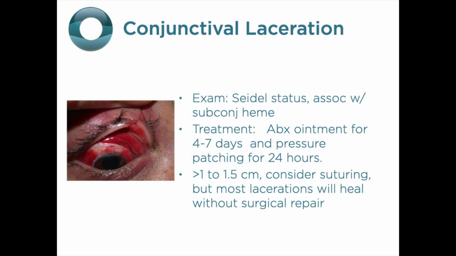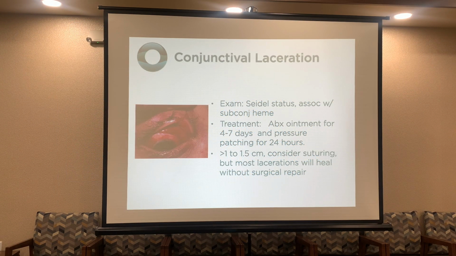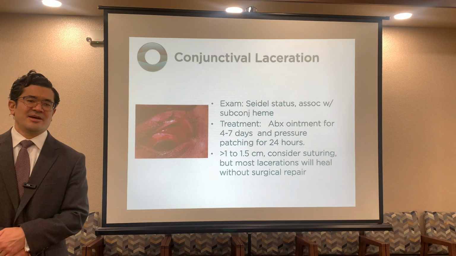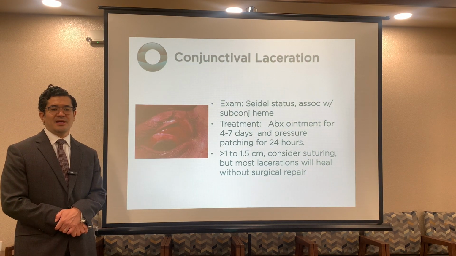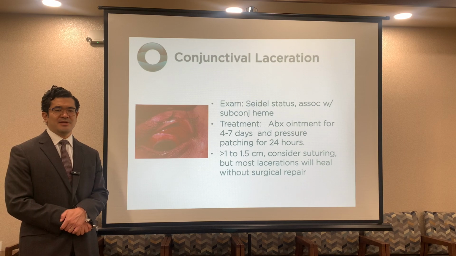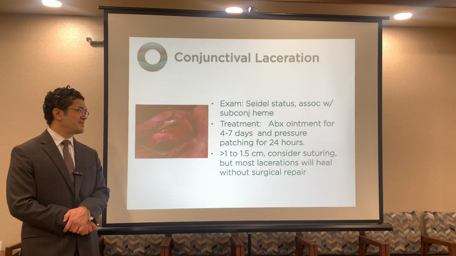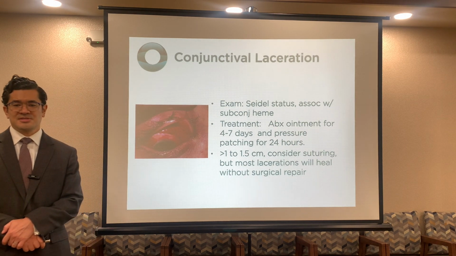Now, something that lacerates just the conjunctiva but doesn't go all the way through and through, this is called a conjunctival laceration. Some of these are hard to tell, but if you check their Seidel test, it'll be negative. There's usually a subconjunctival hemorrhage, and these actually are great because you don't have to necessarily go straight to surgery. Sometimes you can just watch them, and the conjunctiva will reapproximate on its own just with some antibiotics.